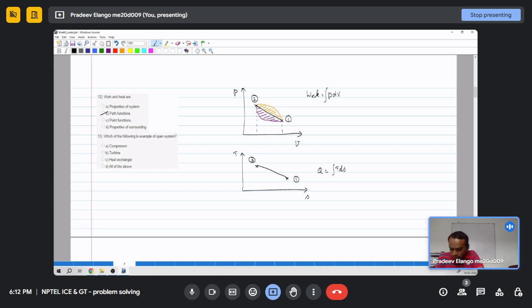Which of the following is an example of an open system? Compressor, turbine, heat exchanger, all of the above. Turbine, sir. And compressor, the compressor also, but I don't know about heat exchanger. It is a closed system. What is the heat exchanger? The open system?